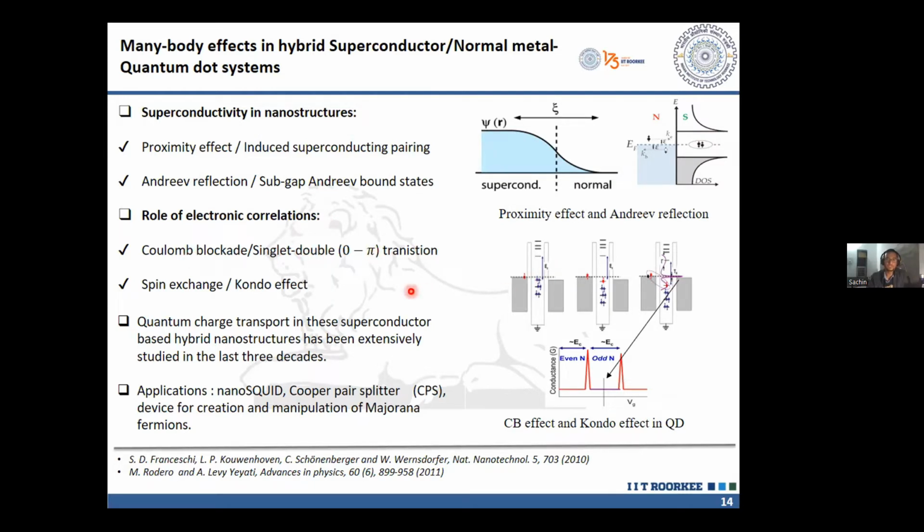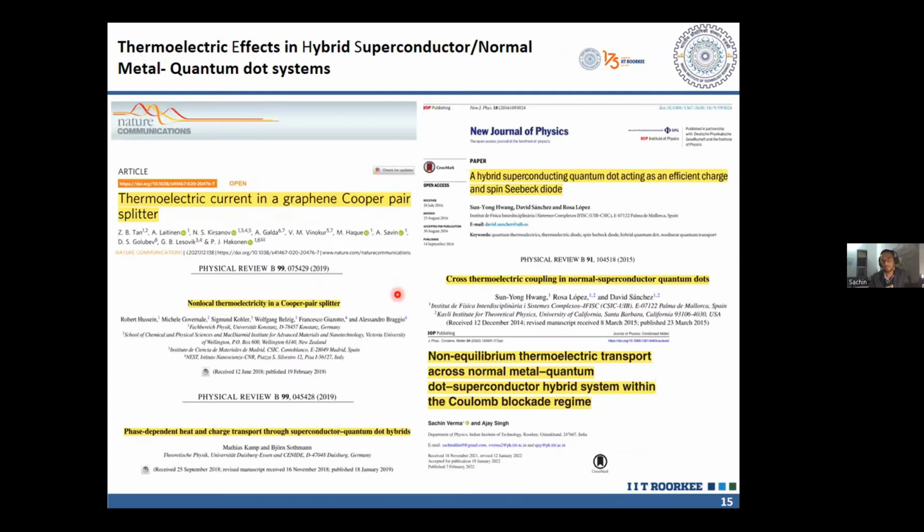And also the electronic correlation plays an important role in these systems, such as the finite U leading to something called the singlet-doublet transition or zero-pi transition, and a finite magnetic impurity at the quantum dot can form a singlet with the electrons at the Fermi level of the normal metal, which leads to the Kondo effect, which enhances the conductivity. So the quantum charge transport in these superconductor-based devices has been extensively studied in the last 2 decades, which leads to various applications such as nanoSQUIDs, Cooper pair splitters, and devices for creation and manipulation of Majorana fermions. However, their thermoelectric transport properties have attracted interest only very recently.